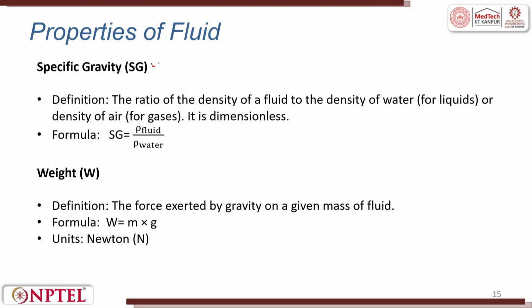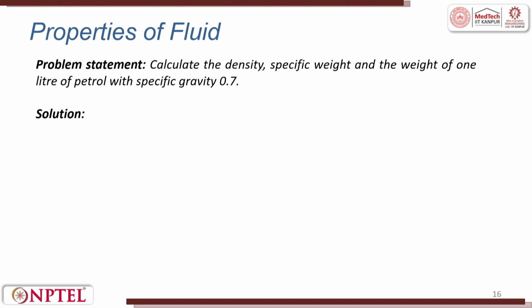Then comes specific gravity, Sg. Definition: the ratio of density of the fluid to the density of water, that is for liquids, or density of air for gases. When we are talking about fluids, both liquids or gases could come into play. So this is density of fluid per unit density of water. This is what is specific gravity. Weight of the fluid is force exerted by gravity on a given mass of fluid, that is mass into G, that is in Newton. Let me see a very simple problem statement here. They say calculate density, specific weight and the weight of 1 liter of petrol with specific gravity 0.7.